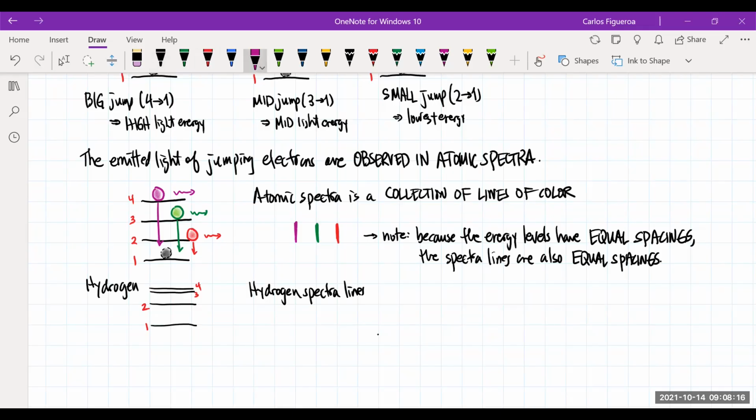This is what you would see here. You would see in this case that you get the violet line, but look how the third one is closer. So then it would look like this. And then when you look at 2, then to 1, you're going to see that the spacing looks something like that. So you could see that the spacings are different. So here you have different spacings of energy levels. So therefore, you get different spacings of spectral lines.